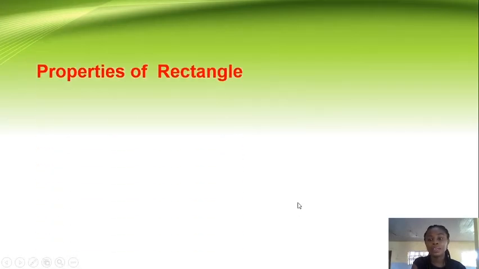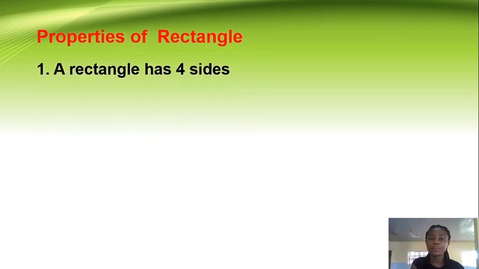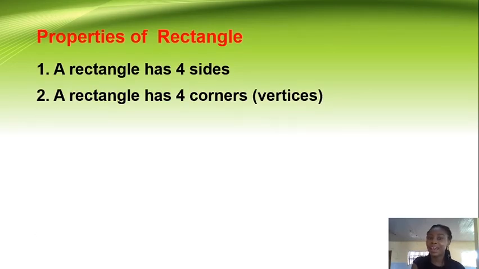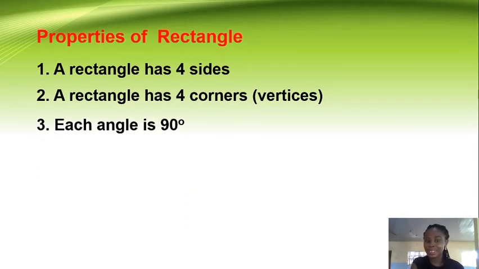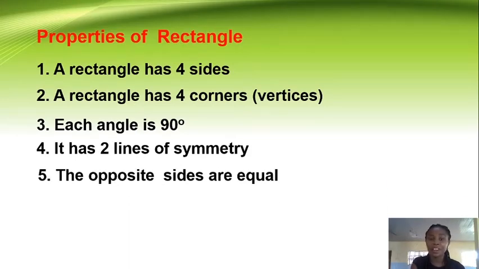Next is a rectangle. Properties of a rectangle. A rectangle has four sides. A rectangle has four corners. Each angle is 90 degrees. It has two lines of symmetry. The opposite sides are equal.